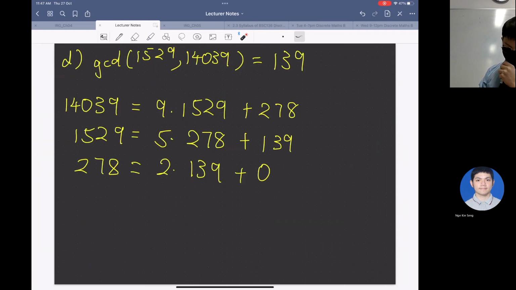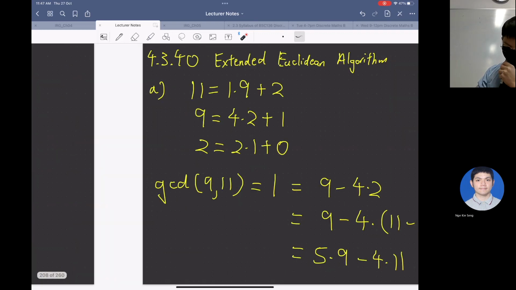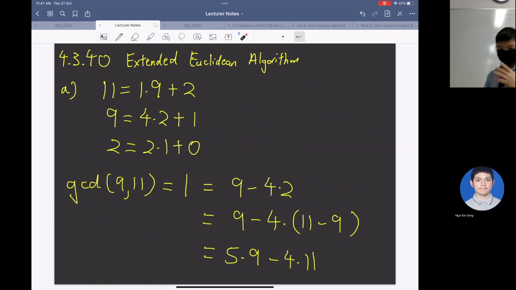Next. Okay, so D, E, F, G are all practice. And then 4.3.40, you just ignore the instruction in the book. Use the extended Euclidean algorithm. I'm not sure, but some of you were also confused about how to do it. The extended Euclidean algorithm is like a backward Euclidean algorithm. What do I mean by that? I mean that the GCD is actually the remainder, right? If you observe, it's actually the remainder of this equation here.